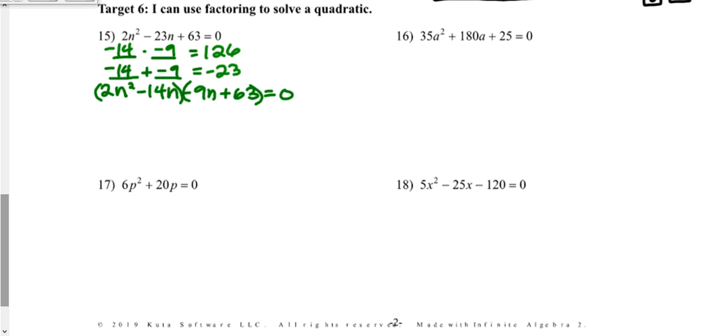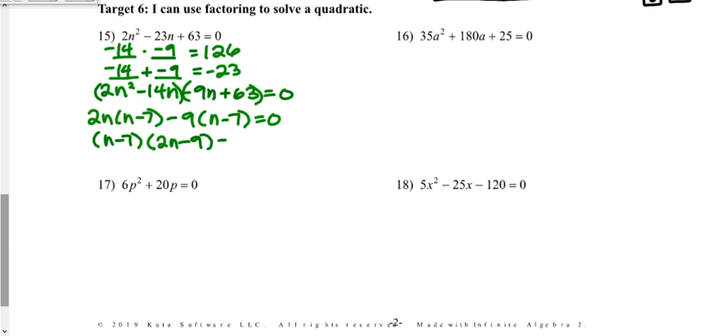Grouping, look for a common factor. The common factor is 2n, leaving me with n minus 7. The common factor over here is going to be negative 9, leaving me with n minus 7, which means I did this right because n minus 7 is the same, and the other factor will come from those two GCFs in the previous step, 2n and minus 9. So that's the first part of our answer.